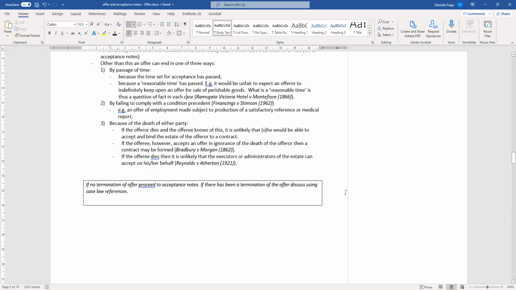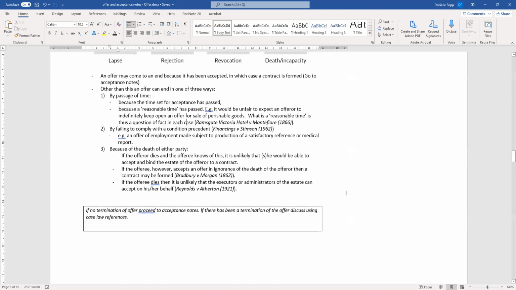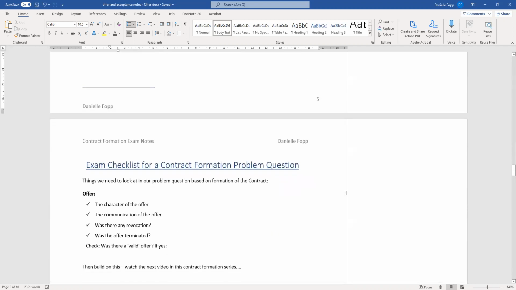If there's been no termination of the offer, proceed to the acceptance notes. If there has been a termination of the offer, discuss that using case law references. And that there is the basics of your offer. So of course you might tick through all of those and there might be no issues with offer, or particularly if you've been told that offer is going to be something that's discussed in the exam or problem question, it's going to require you to work through those items and really pick it apart.